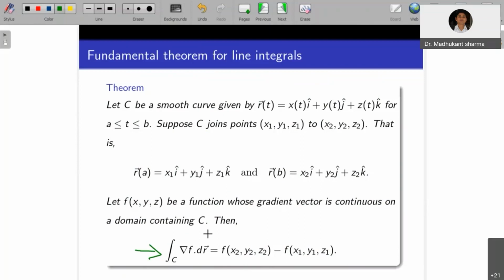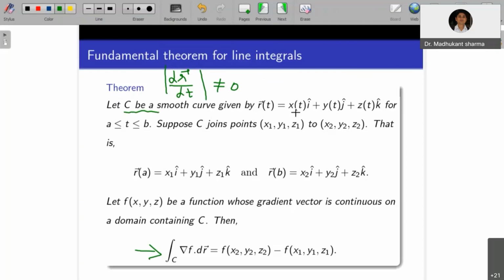Right. So I can read this now very quickly, the fundamental theorem of line integrals. Let C be a smooth curve. I hope this is now very much clear. What do we mean by a smooth curve? It means dr by dt is continuous and its magnitude is non-zero. The velocity magnitude is non-zero. Then the curve is called a smooth curve.